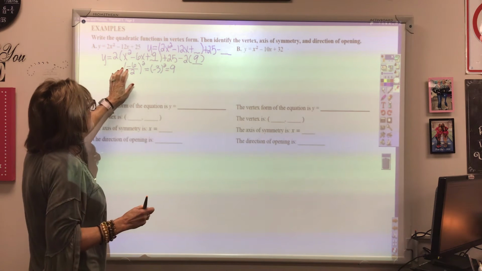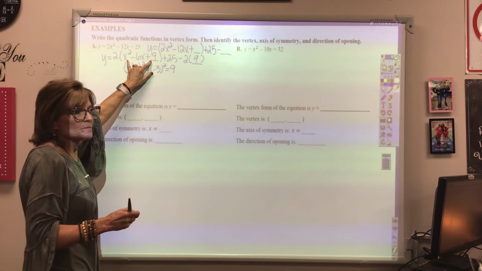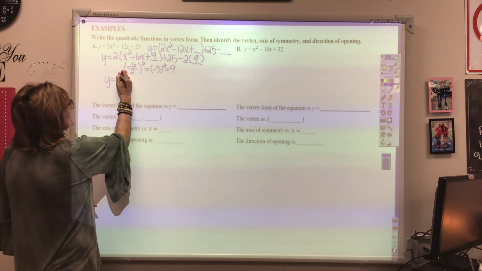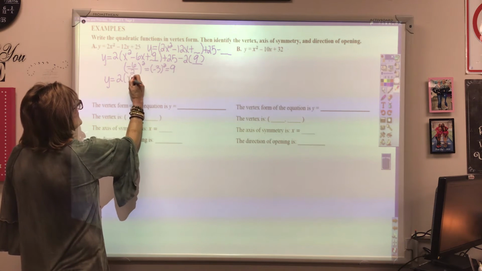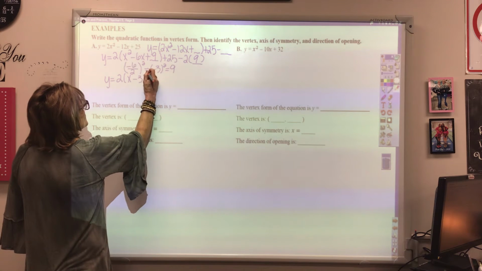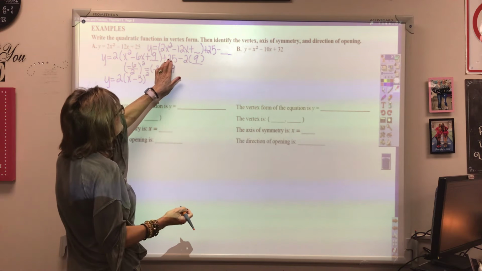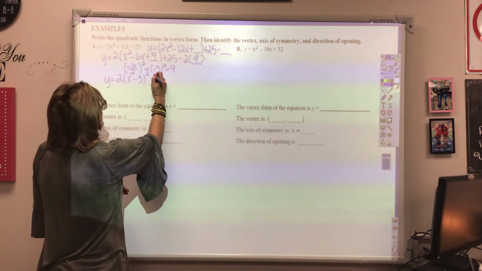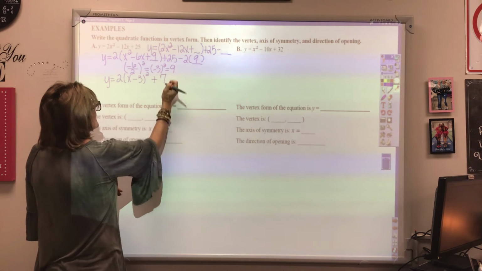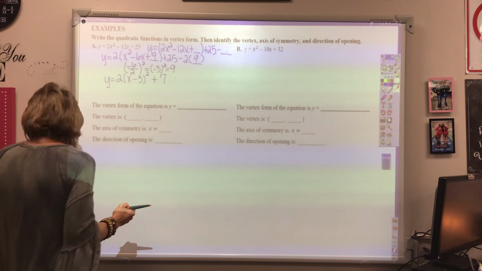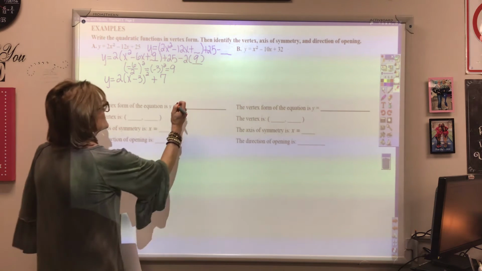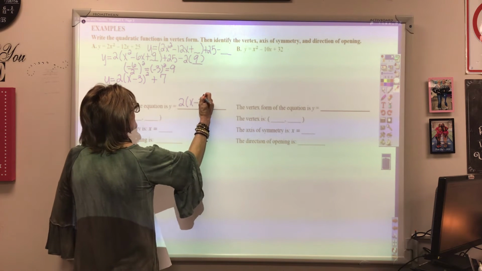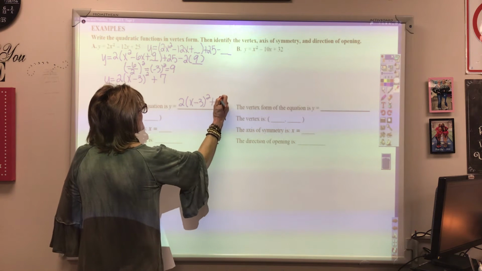Okay, to write the perfect square in factored form, we would have y equals 2 times x minus 3 squared, and then we're going to simplify 25 minus 18, so this would be plus 7. This is the vertex form of the equation: 2 times x minus 3 squared plus 7.